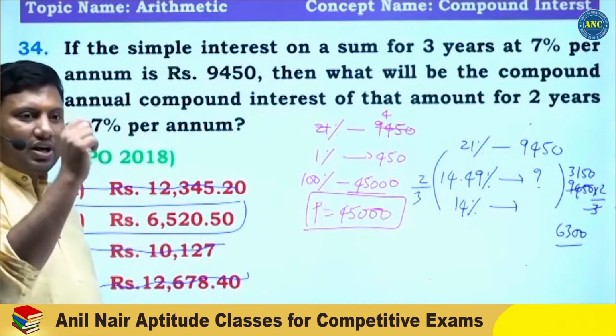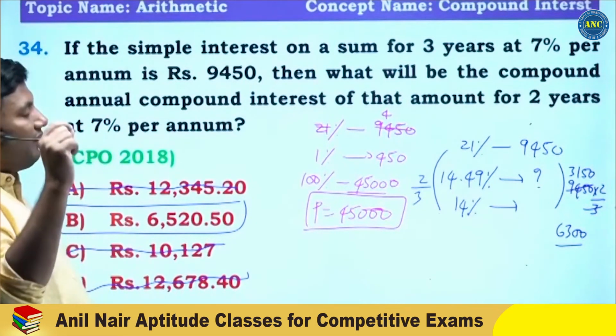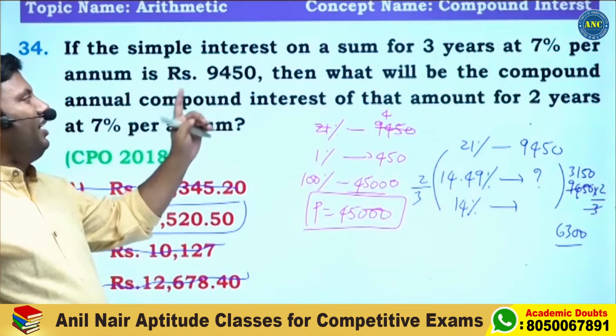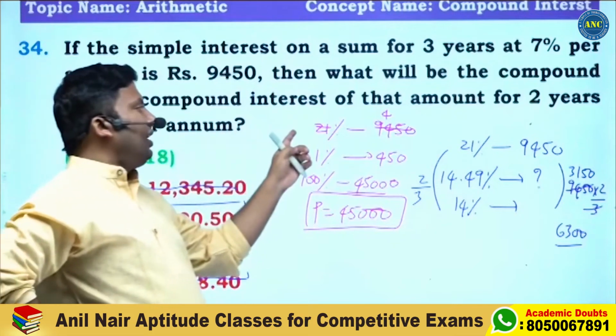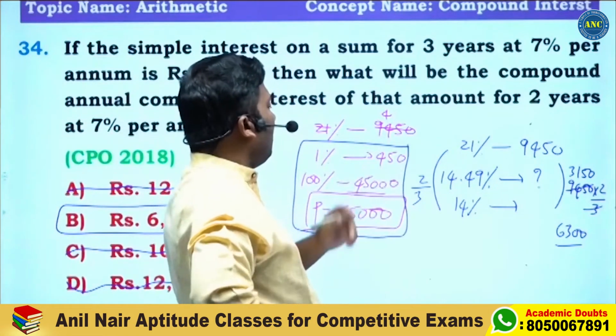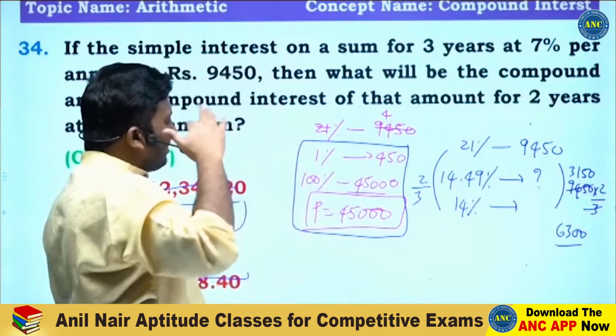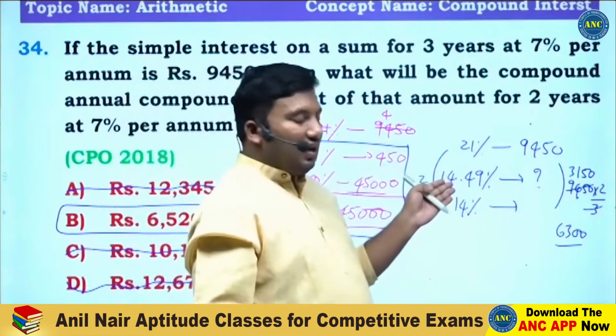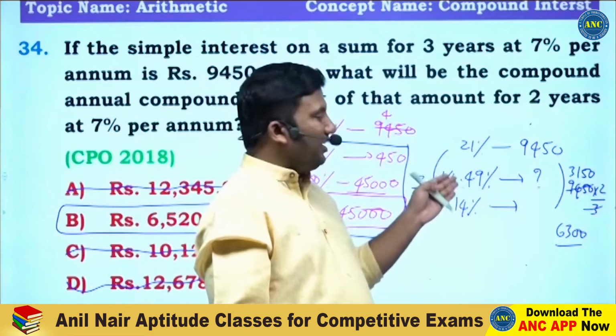21 percentage is in simple interest. The rate of interest is the same every year: first year 7, second year 7, third year 7. That is 21 percentage, which is 9450. But I want 14.49, so let us find what 14 percentage is.